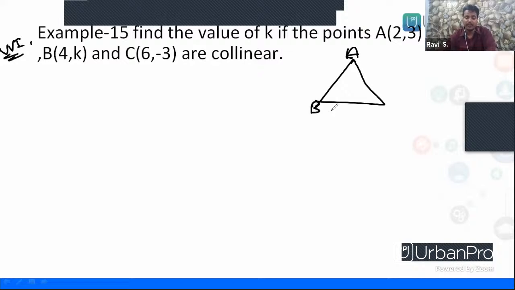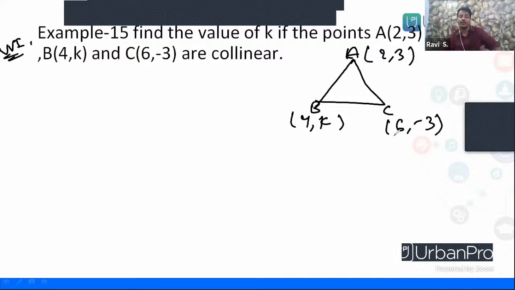It will take just 5 more minutes, so just be with me. A is (2, 3) and B is (4, k). And I hope you are all finding it very useful.